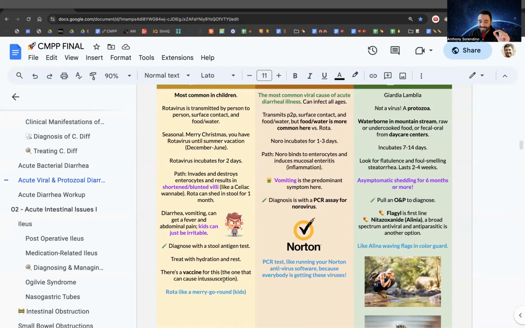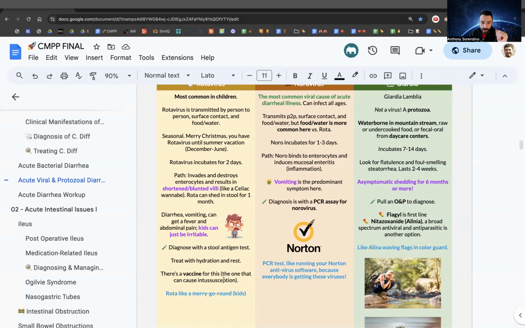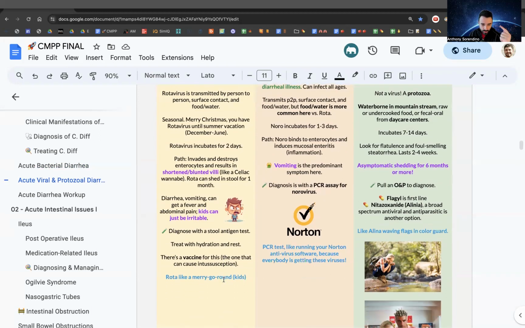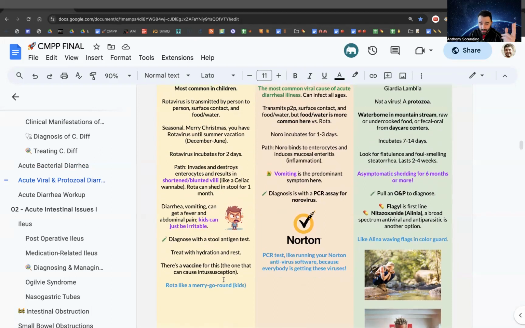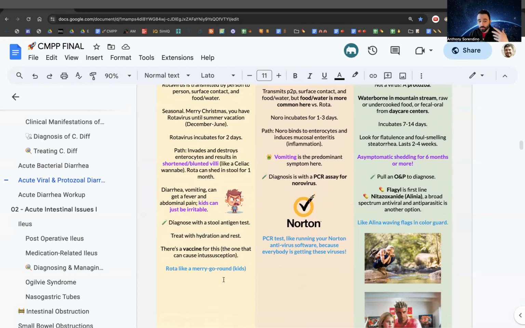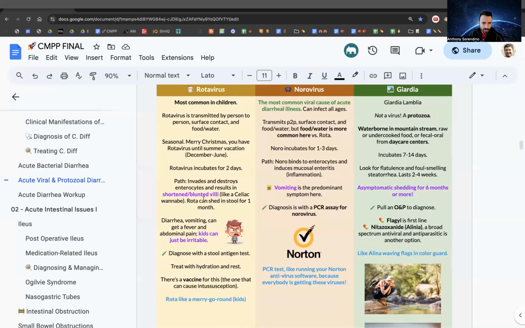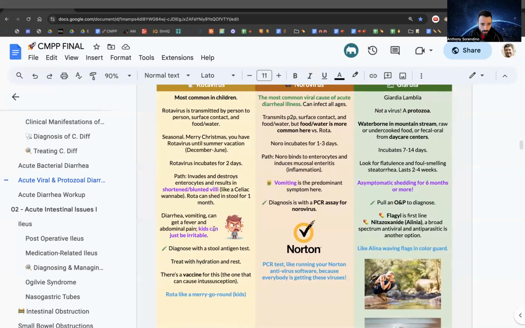The interesting thing here with children is their presenting symptom can just be they're irritable. So remember that. Could be rotavirus. You diagnose this with a stool antigen test. There is a vaccine for this. It does cause intussusception, but that's out of scope for this class, but that's from preventative. So I think rota, like a merry-go-round. So you're going to kind of see this more commonly, I think, in kids just overall.